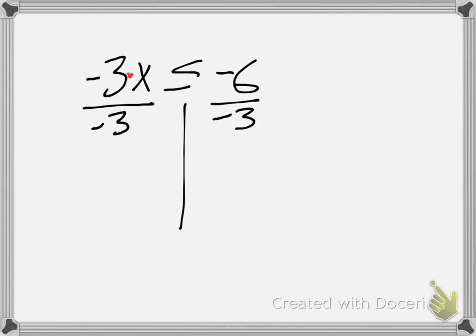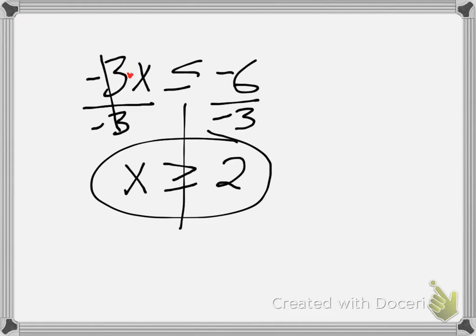This is one of those that I had to be careful with. I divided both sides by a negative number, so instead of having a less than or equal to, I have to flip that sign. Anytime you multiply or divide by a negative number to solve for x, you have to flip that sign. On the right side, negative 6 divided by negative 3 is 2. So that would be my solution. Again, if you need anything from this problem, go ahead and pause the video.